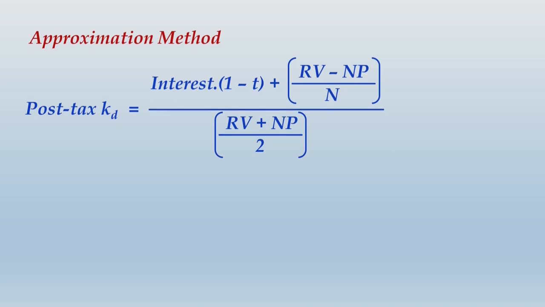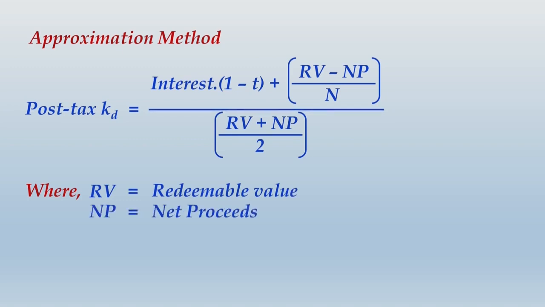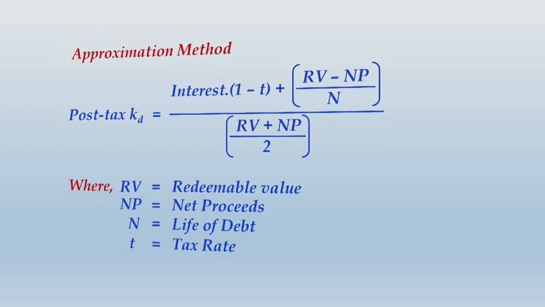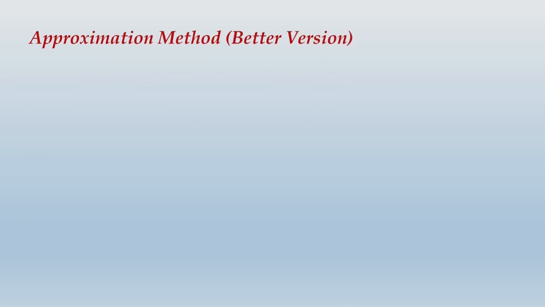So let us do one thing. Let us write up the meaning of each of these symbols. RV stands for redeemable value, NP stands for net proceeds, N stands for life of debt, and T stands for tax rate. Now I told you friends, complete understanding will be developed only after taking up a calculative example. Let us move ahead, and what we do now is we write up another version of approximation method, which indeed sounds a little more logical, a better version I would say.